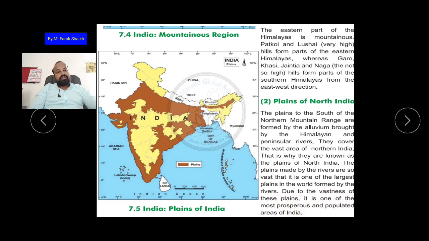Because of the vastness of these plains, it is also most prosperous, यानी कि ये बहुत ही समृद्ध है. There are facilities of water, the land is very fertile, and many rivers flow there. So all the necessities that human beings want are available there. That is why it is the most densely populated and prosperous region. Got it?